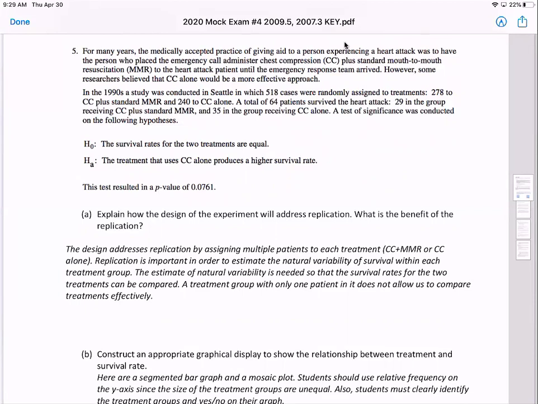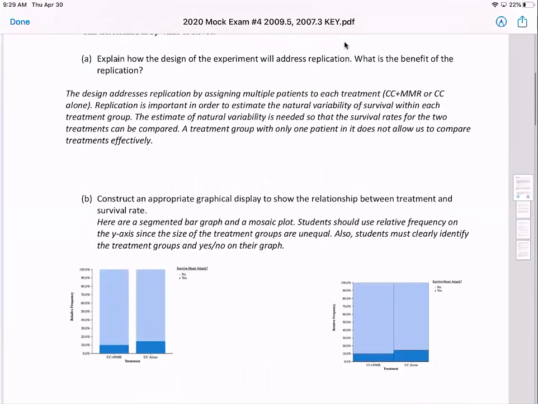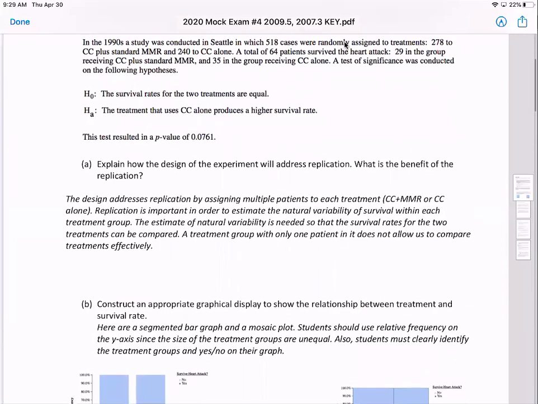So in the 1990s, a study was done, and we have some data here. We have null and alternative hypotheses, and we have a p-value provided. The first question is: explain how the design of the experiment will address replication. I wanted to write a question that reminded you, so we could review what replication is and what the benefit of replication is.